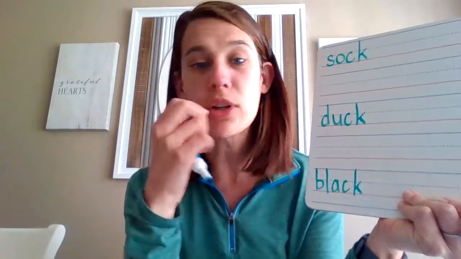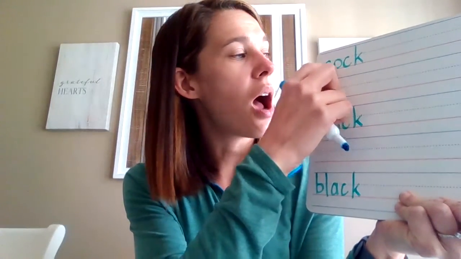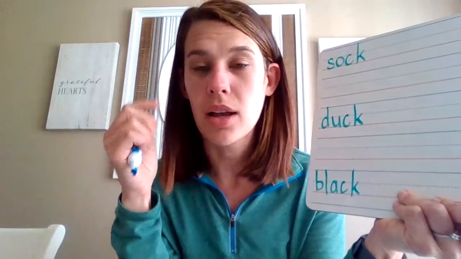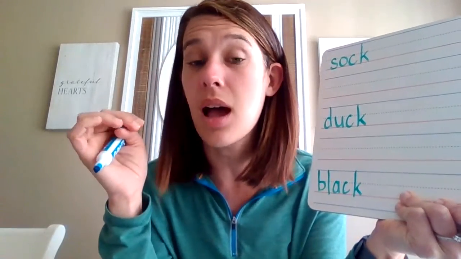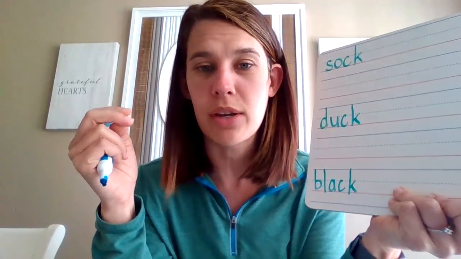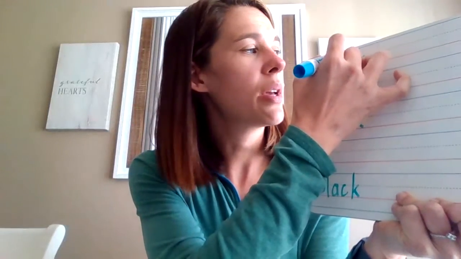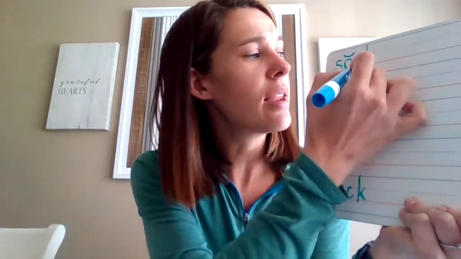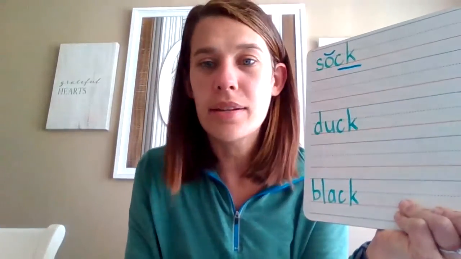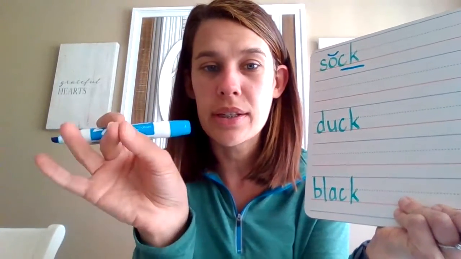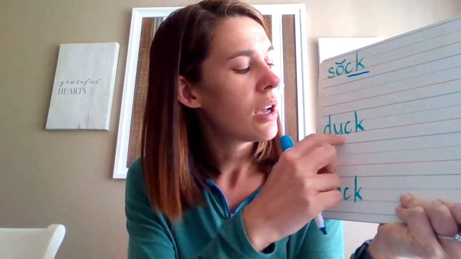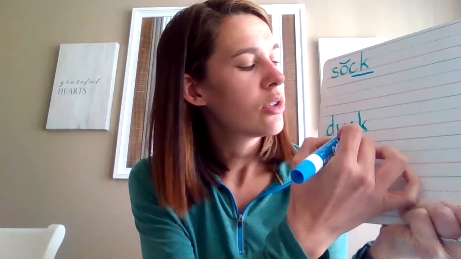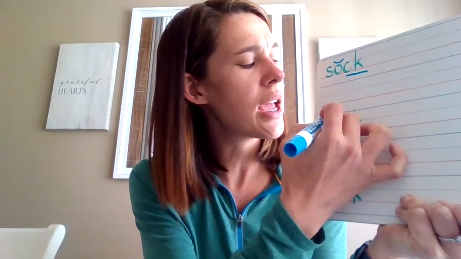So my first word is sock. Sock. How do I know that sock, that O needs a breve? Because it is followed by a consonant. And then I'm going to underline that digraph to show that it is together. Excellent. D-a-k. So I'm going to underline CK.